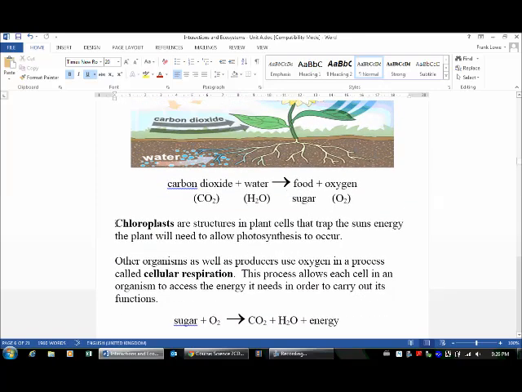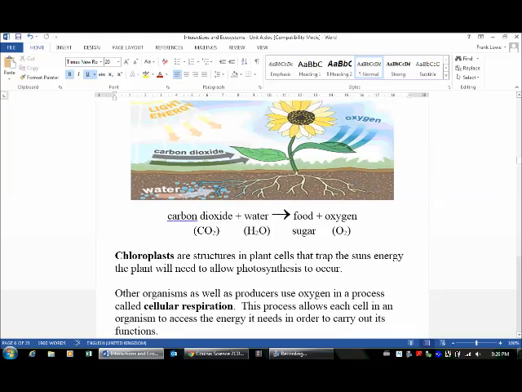There's some structures inside the cells of a plant. So inside the cells of this plant here, there are structures that aren't found in animal cells. There are structures called chloroplasts. And this is the place inside of those plant cells where photosynthesis occurs. Okay, so that's the rundown on photosynthesis.